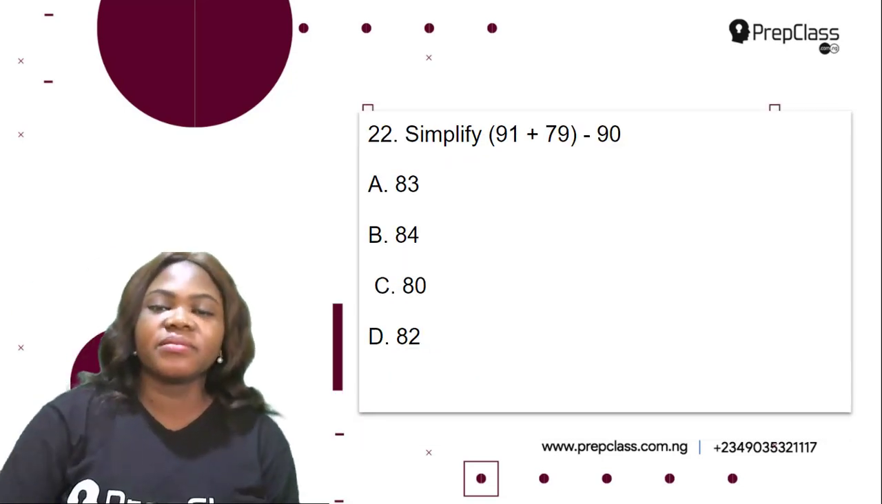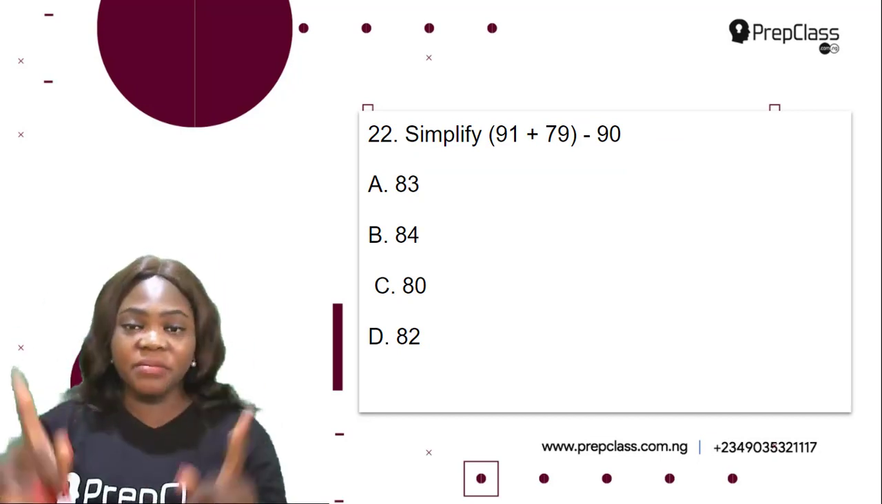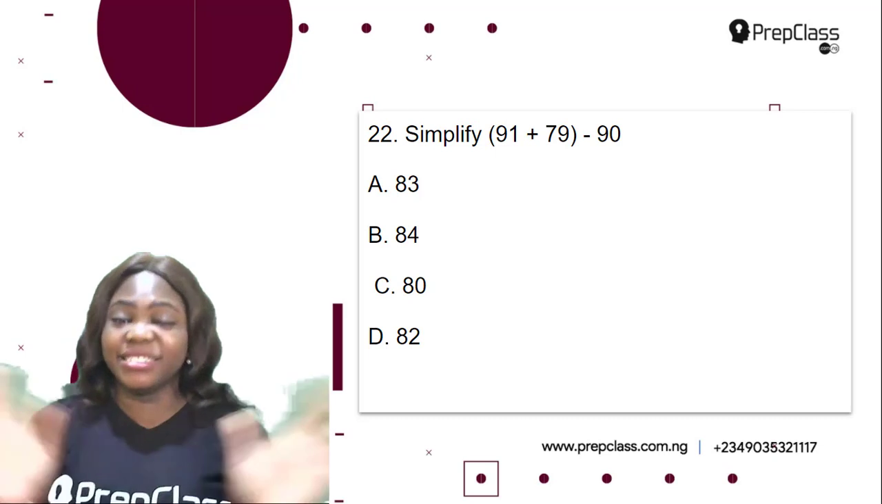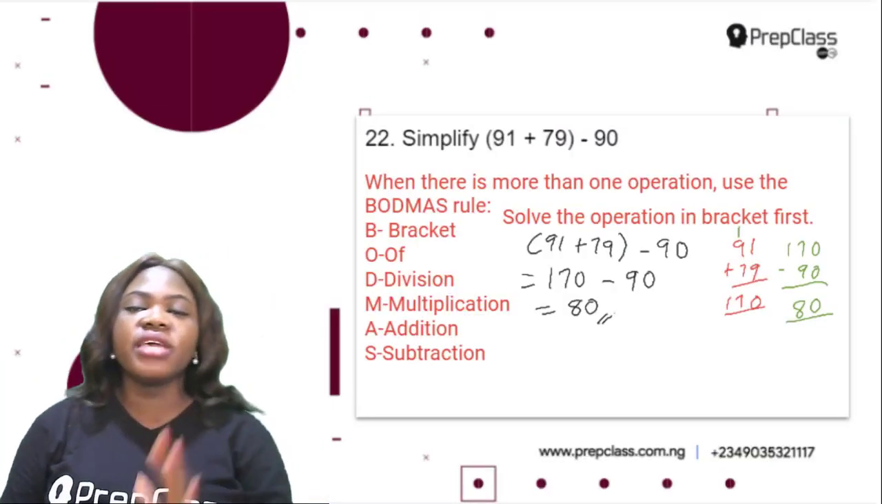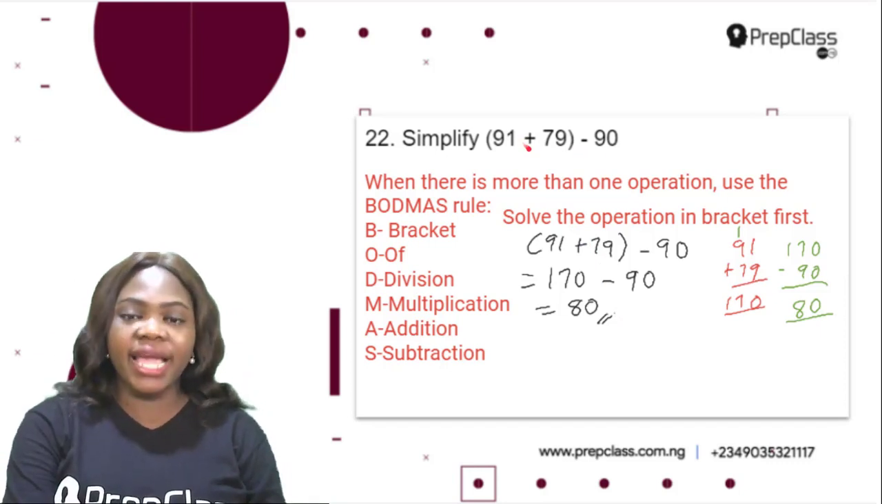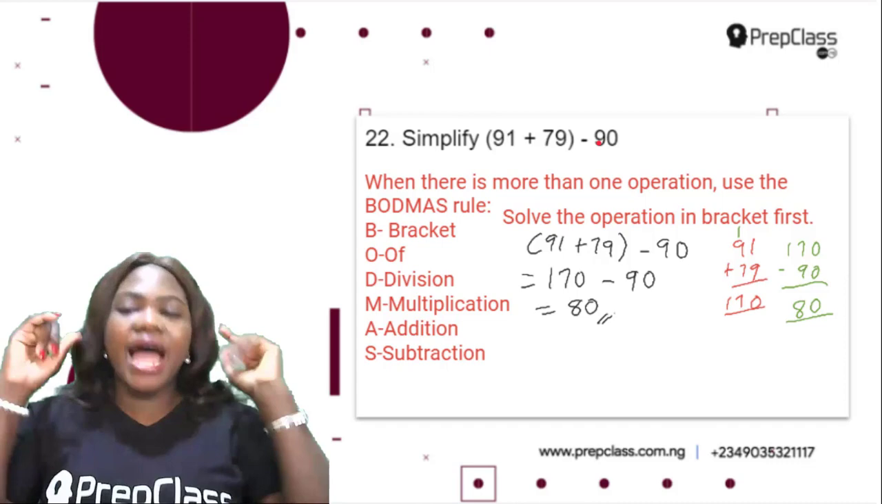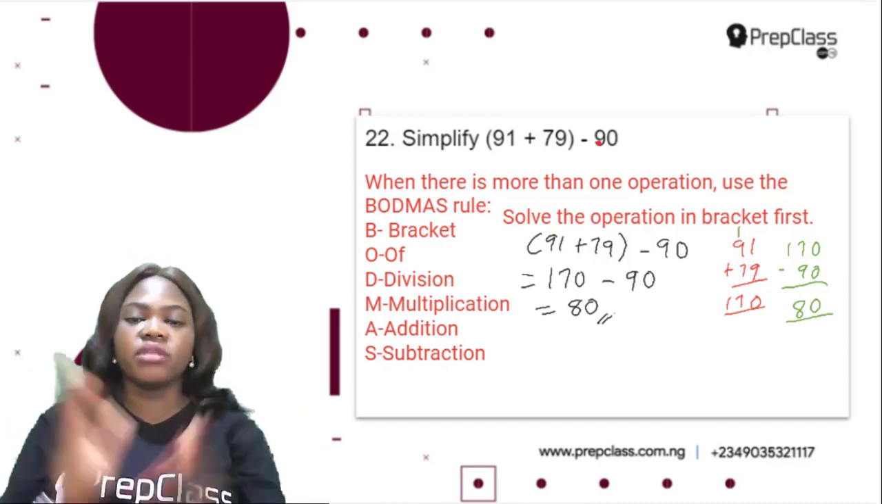Question 22. Simplify 91 plus 79 in brackets minus 90. This is very easy. You can see that there is more than one operation in this question. You have brackets, addition, and subtraction. When there is more than one operation, use the BODMAS rule.